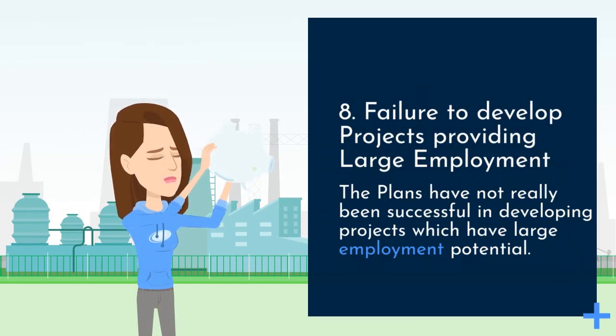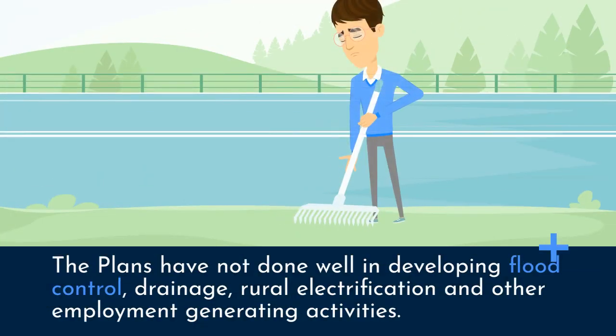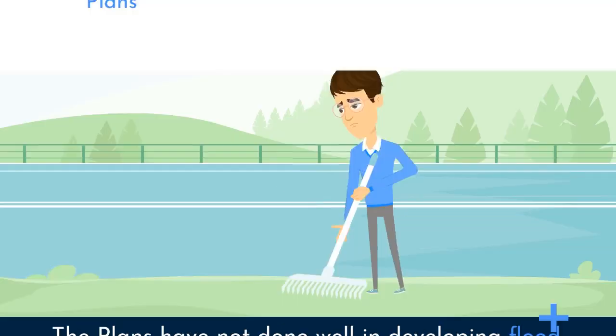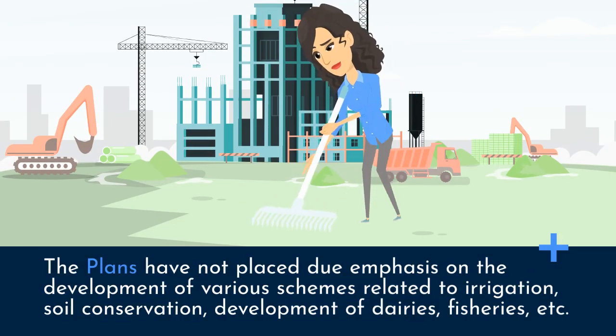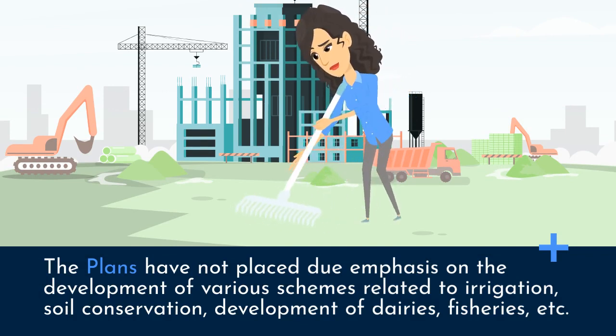8. Failure to develop projects providing large employment. The plans have not really been successful in developing projects which have large employment potential. The plans have not done well in developing flood control, drainage, rural electrification and other employment-generating activities. The plans have not placed due emphasis on the development of various schemes related to irrigation, soil conservation, development of dairies, fisheries, etc.